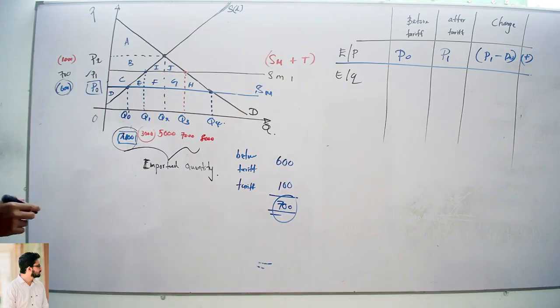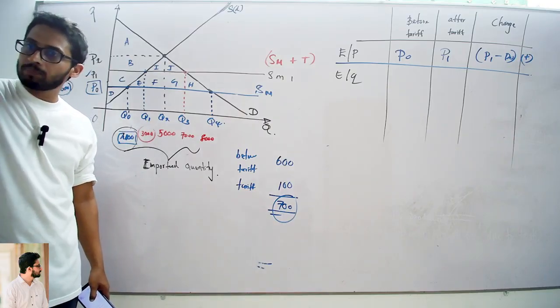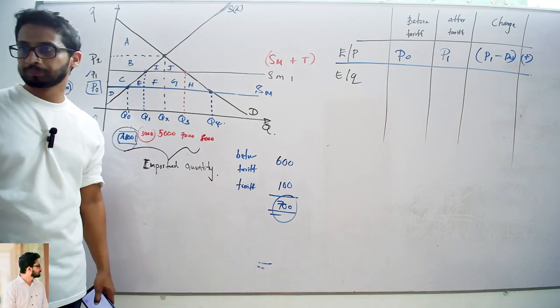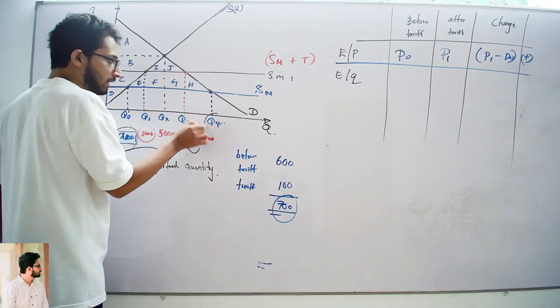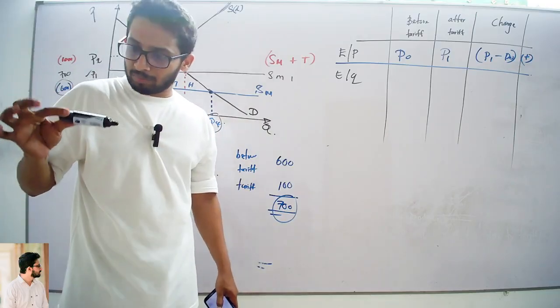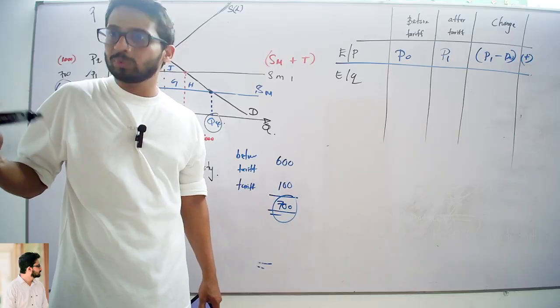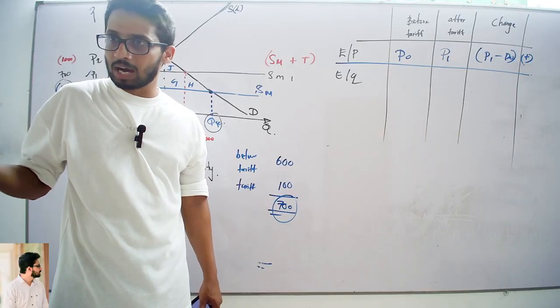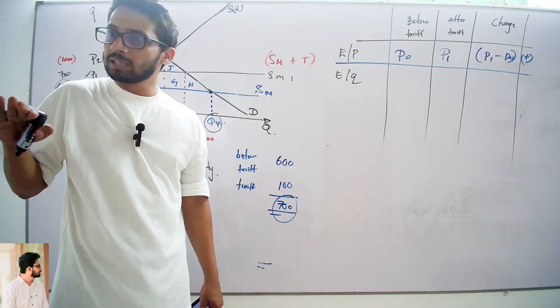Before free trade, how many units are actually being purchased by consumers? At the P0 price, consumers buy this much, right? Q4. That is the equilibrium quantity. Equilibrium quantity means the number of output or units of a particular product which are being sold in the market at a particular price.